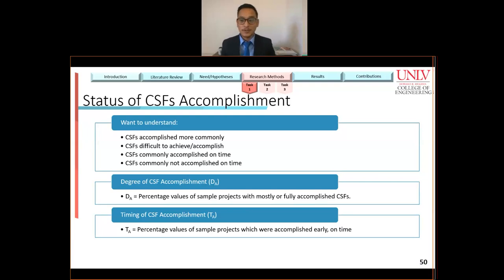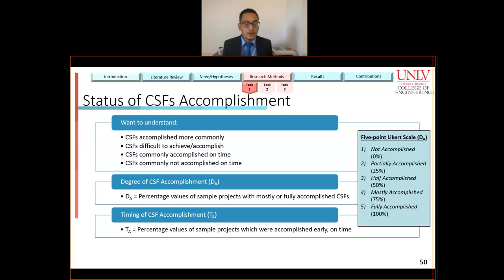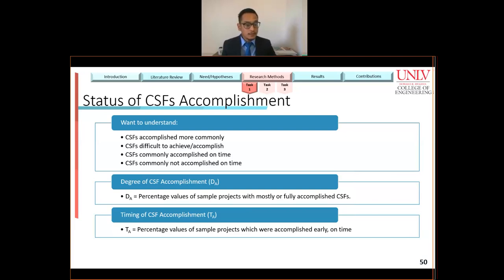I'm now going to start with the status of CSF accomplishment analysis. Here, I wanted to understand the CSFs that were accomplished more commonly, CSFs that were difficult to accomplish, the CSFs that were commonly accomplished on time, and the CSFs that were not accomplished on time. To do this, I investigated the degree of CSF accomplishment, which I have defined as the percentage values of sample projects with mostly or fully accomplished CSFs. It was measured on a 5-point Likert scale: not accomplished, partially accomplished, half accomplished, mostly accomplished, and fully accomplished. I also investigated the timing of accomplishment, which I have defined as the percentage values of sample projects which were accomplished early or on time.